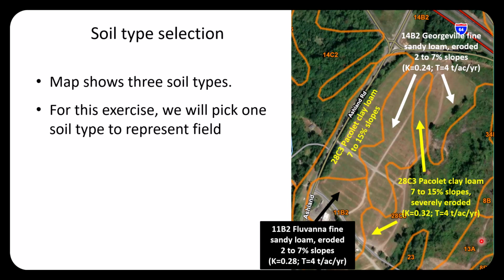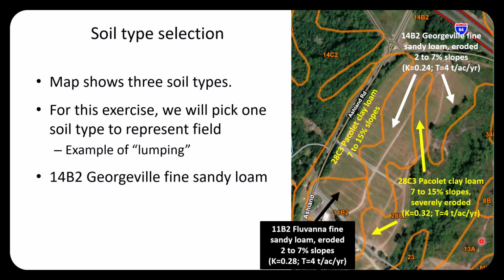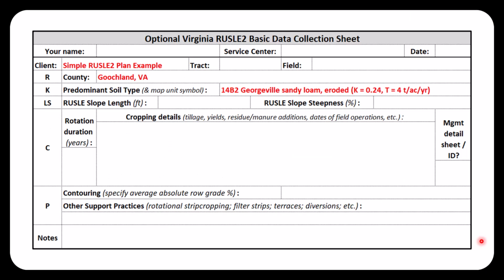For this exercise we're going to pick a single soil type to represent the field, and that is an example of lumping, or picking one input to represent what is in fact a range of attributes in the real world. And the soil type we're going to use to represent the overall field in this case is going to be the Georgeville fine sandy loam. So now we're back to our data collection sheet, and we can note the soil map unit here in this box. Next we need LS, or topography input, slope length and slope steepness.